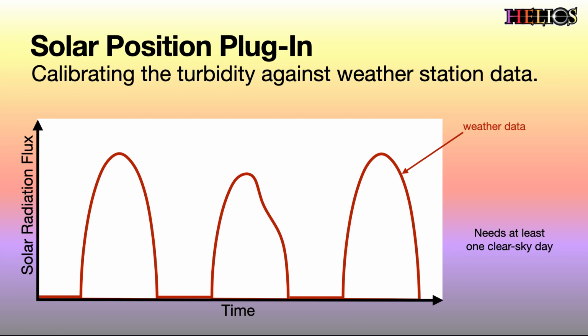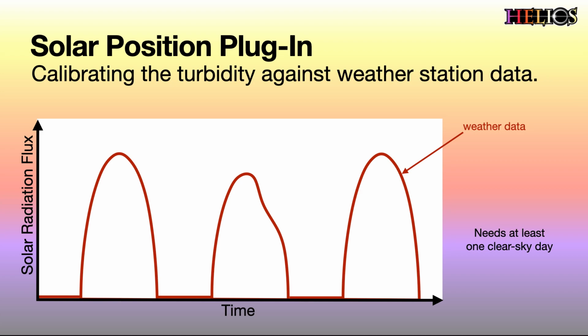We might have some clear sky days where we get this very nice sinusoidal radiation flux. We might also have some cloudy days where you get some sort of deviation from this nice clean sinusoidal flux pattern. And so in order to do the calibration, we need in our time series to have at least one completely clear sky day, because we're going to determine the clear sky turbidity that matches that.